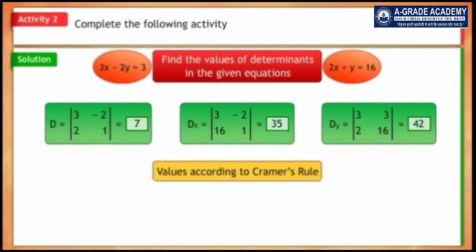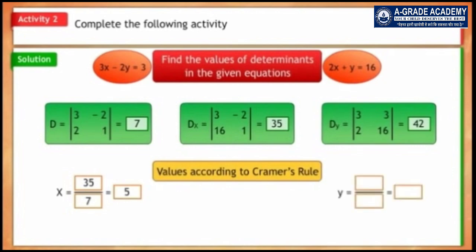Values according to Cramer's rule. X is equal to 35 upon 7, which is equal to 5. Y is equal to 42 upon 7, which is equal to 6. (x, y) is equal to (5, 6) is the solution.